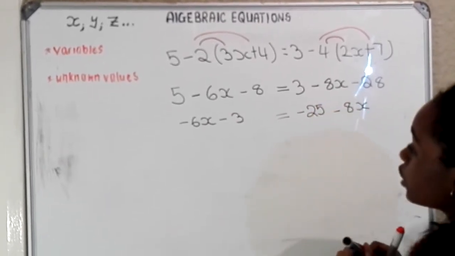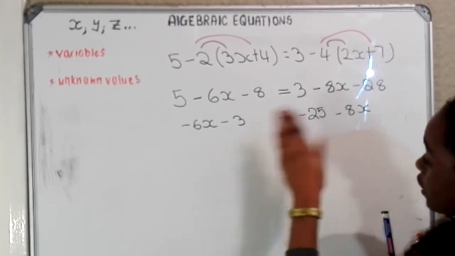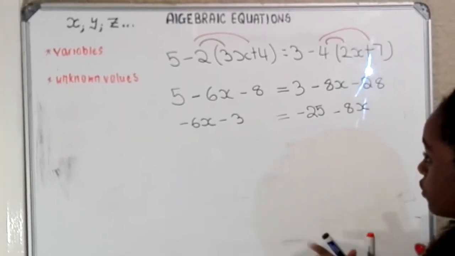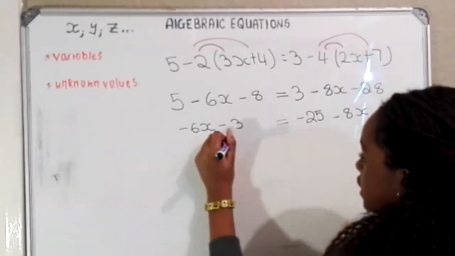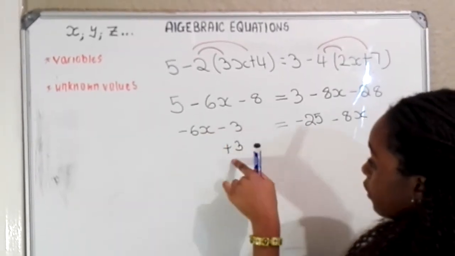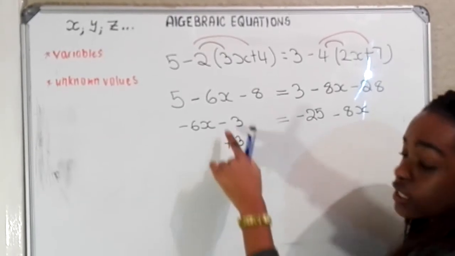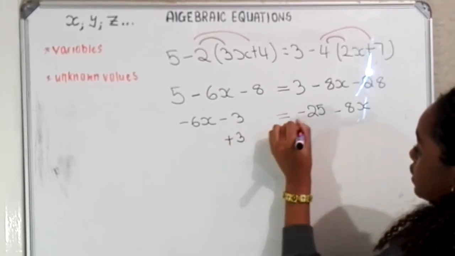And so we need x on one side and everything else on the other side. To do this, I'm going to add 3 on this side. I'm going to add 3 because the opposite of subtraction is addition. I'm going to add 3 on this side as well.